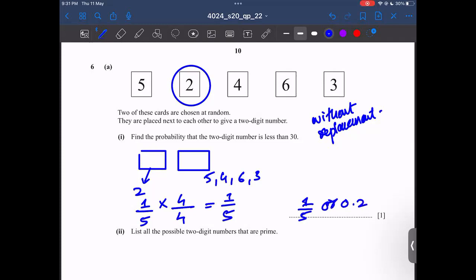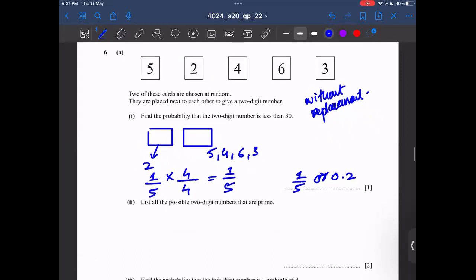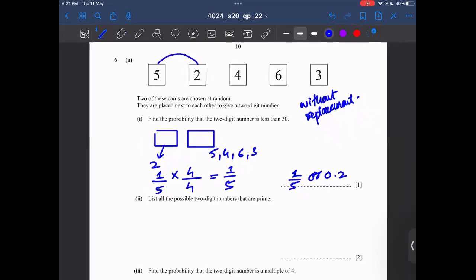All right. List all possible two-digit numbers that are prime numbers. Okay. From these cards, list all the numbers that are prime numbers. So first we need to list all these numbers. What is the process to do this? First, let's just find out 5, 2, 5, 4, 5, 6, and 5, 3. So we got 4 numbers, 52, 54, 56, and 53. Only 53 is the prime number. 52 is divisible by 2, 54 is divisible by 2, 56 is divisible by 2.